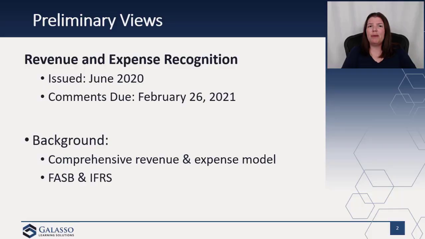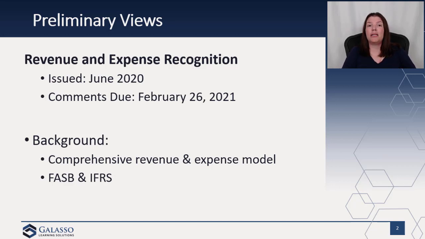Now, the preliminary views document was issued to the public on June 30th, and you can see here, comments due February 26th of 2021. So they are leaving a considerable amount of time for us to be able to comment. They really are looking for feedback on this model, and I think it is because of the large change and the material differences here. It's going to be something that most entities are going to want to take a look at and just make sure that it's operable.